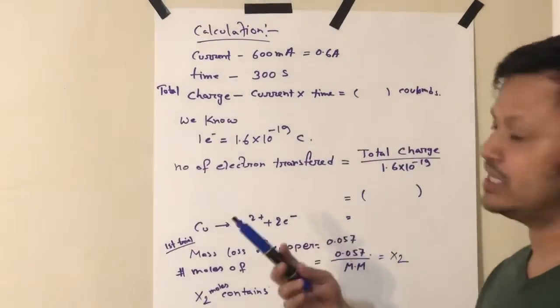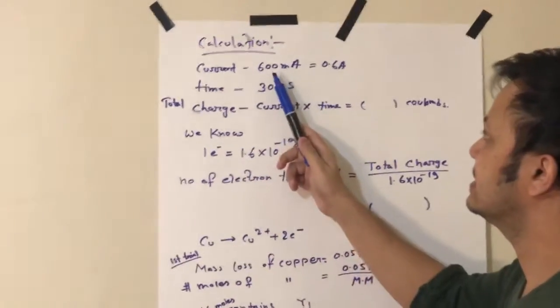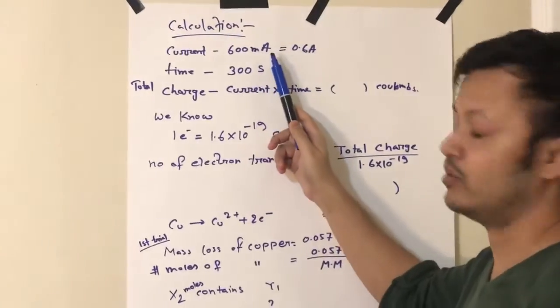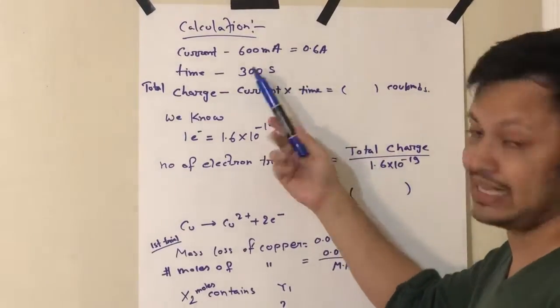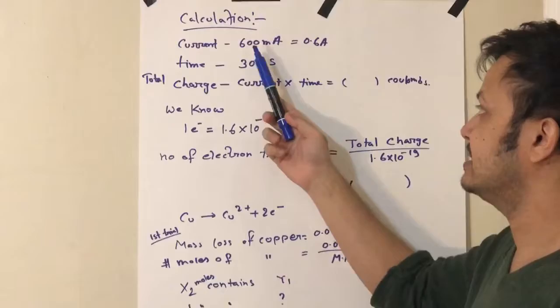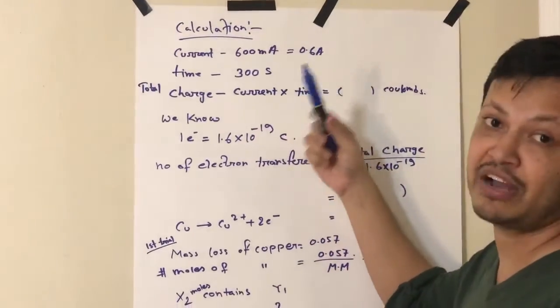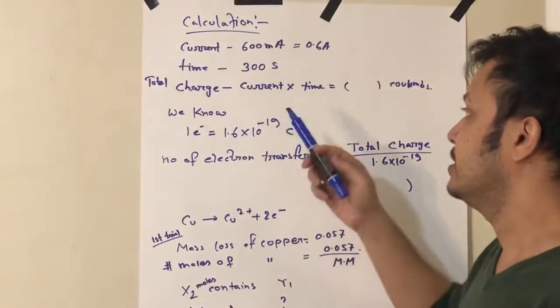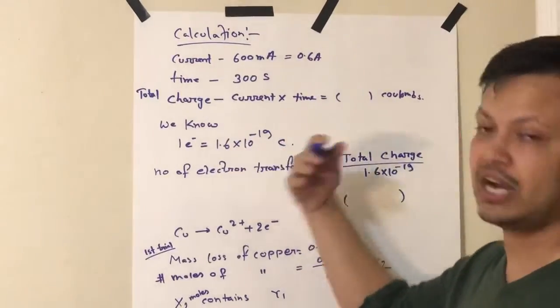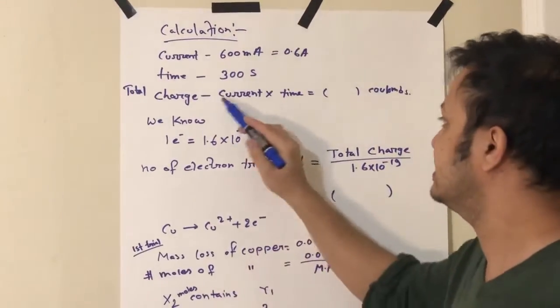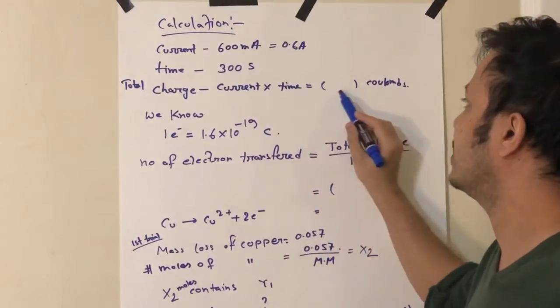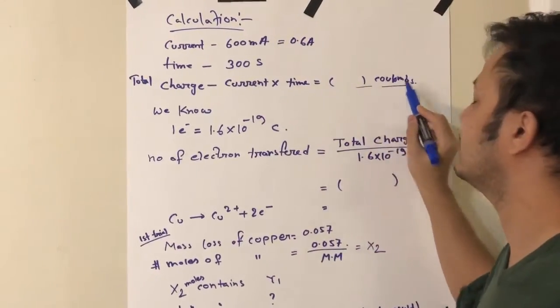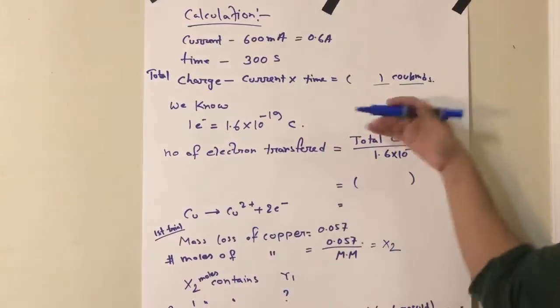So in the calculation, you see the current is 600 milliampere. As I mentioned in the experimental part, it is 600 milliampere, and you will run it for 5 minutes. So 5 minutes means 300 seconds. The total charge you supply is current multiplied by the time. Whatever number you get, that is in coulombs.